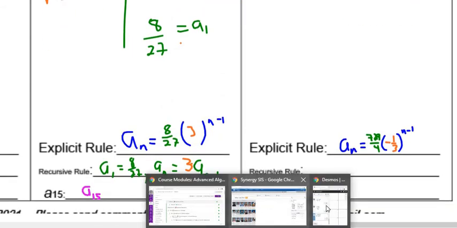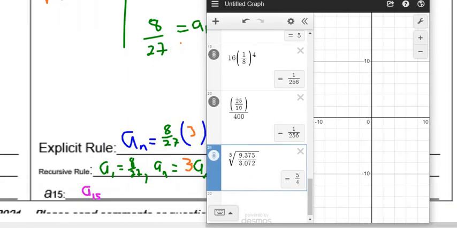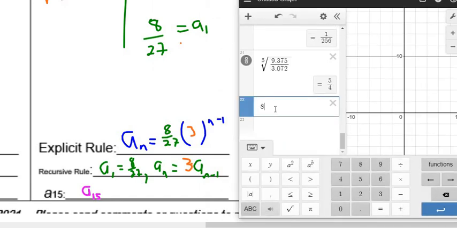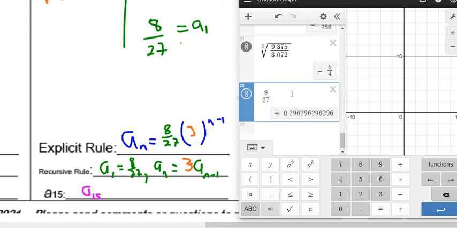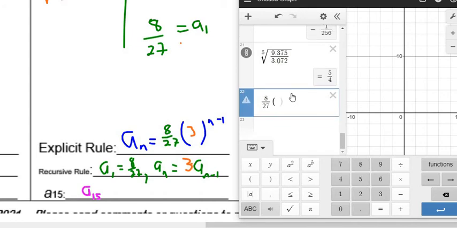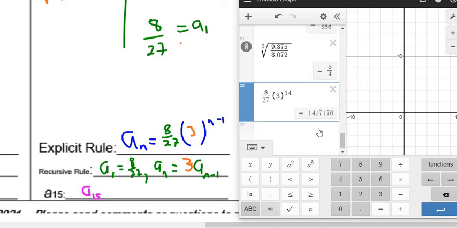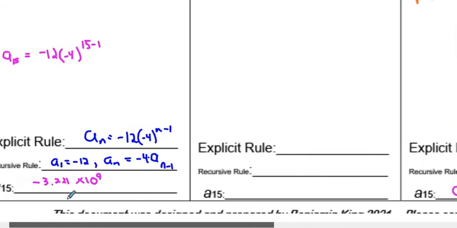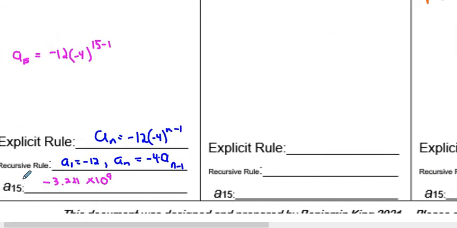So I'll do that on Desmos. There is a lot of learning how to use a calculator in this chapter. Always has been. It's not new with Desmos or anything. In the old days, we just had to use calculators. So we'd have 3, and then up here, we would raise it to the 15 minus 1. It's just so much easier to write 14, and we get 1,417,176.